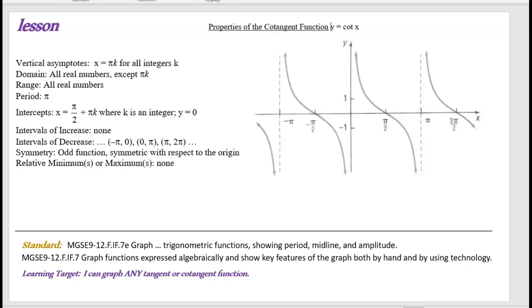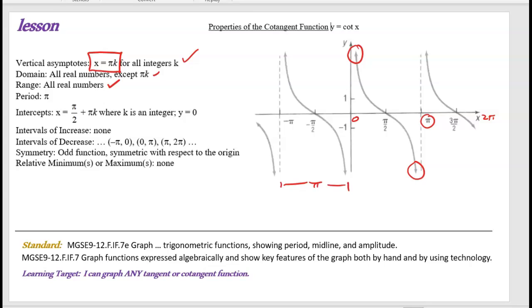Now, instead of our x-intercepts being at nice values, now our vertical asymptotes are at nice values. So our vertical asymptotes are now at 0, pi, 2 pi, etc. So our domain is all real numbers except 0, pi, 2 pi, etc., negative pi, negative 2 pi. Range, the function still goes up forever, down forever, and all values in between. So the range is still all real numbers.